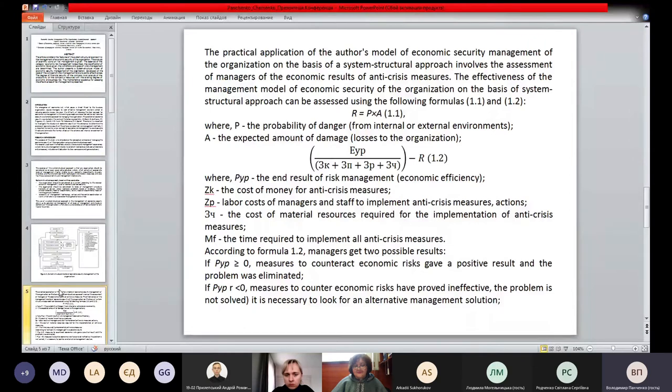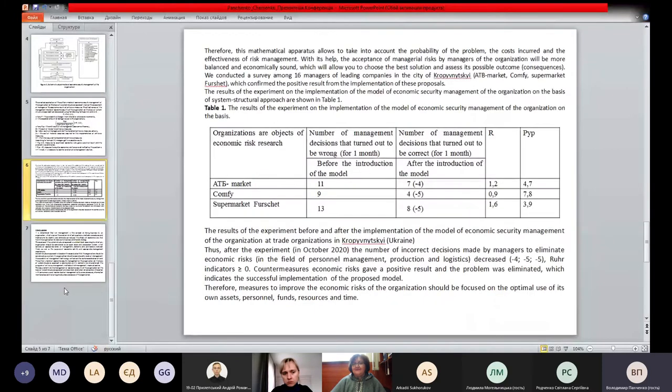Conclusions. The author's model of economic security management of the organization on the basis of the system structural approach is constructed and its elements are characterized. The program of anti-crisis management, methods of risk management, and means of control are described. The requirements of the management of economic security of the organization on the basis of the system structural approach are described: orientation on personnel, interaction with consumers, use of modern tools of management of business processes, information maintenance, control of logistics business processes of the organization.